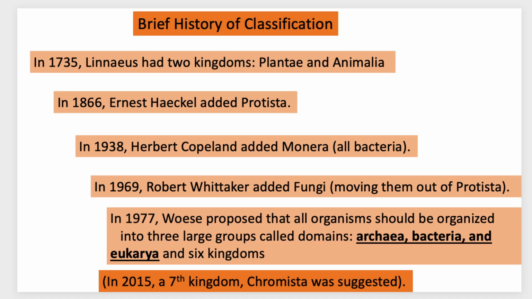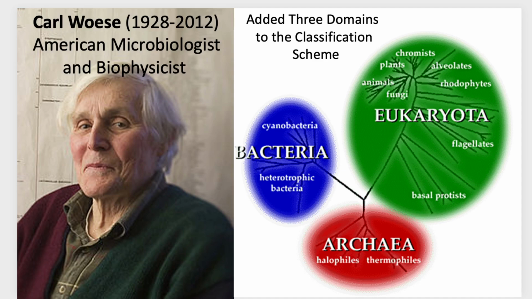So kind of the progression of that classification. 1735, you have Linnaeus, the 2 kingdoms. 1866, protista is added. 1938, they added Monera, which was bacteria. 1969, they add fungi. And then 1977, Woese proposed that all organisms should be organized into 3 large groups called domains. So then we get the domain, you get archaea, bacteria, and eukarya, and the 6 kingdoms. So it goes domain, kingdom. And then in 2015, they added a 7th kingdom, chromista, or at least it was suggested. And there is Carl Woese.